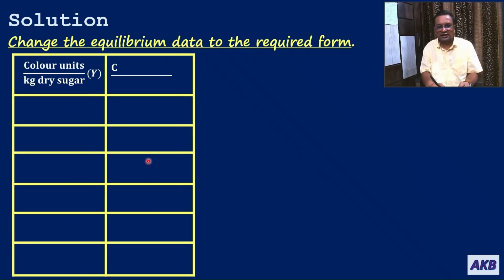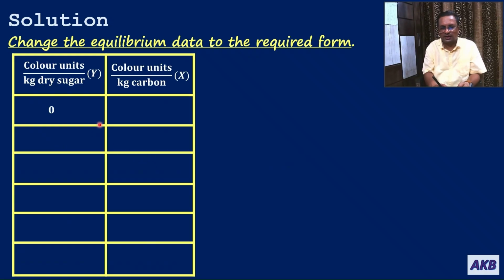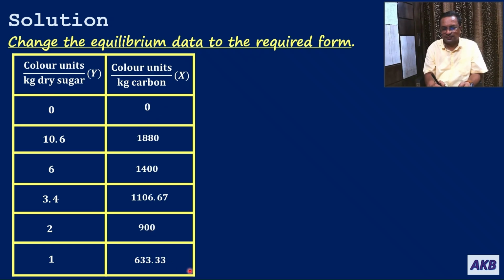So now I will collect all the values. These are the values for capital Y. Initially it is 20, 10.6, 6, 3.4, 2 and 1. And then for color units per kg carbon, we have these values. So now we are going to plot.